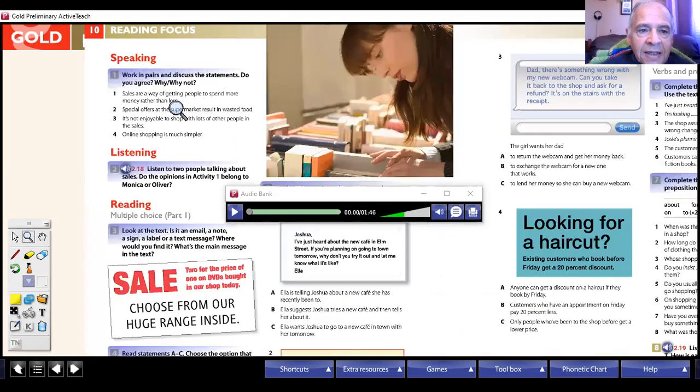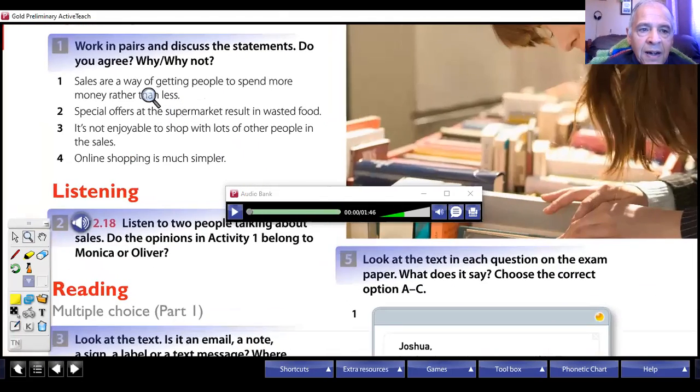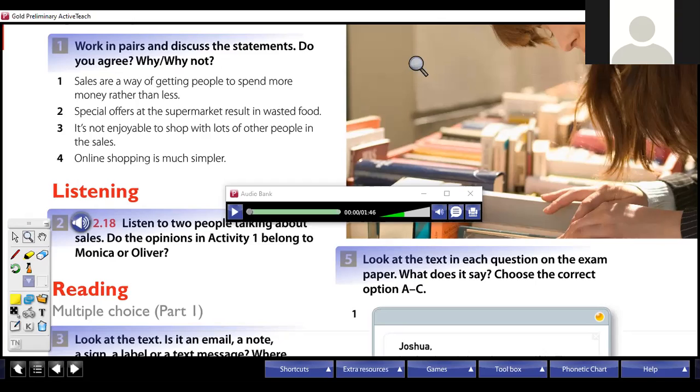Okay, so who said that? For example, in there, sales are a way of getting people to spend more money rather than less. Oliver or Monica? Sales are a way of getting people to spend more money rather than less. Who says that? Oliver. Oliver, all right. Special offers at the supermarket result in wasted food. It is Monica, because he is the one who goes to the supermarket. It is Monica, the one that says that.